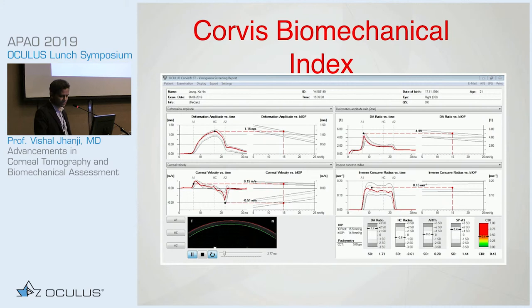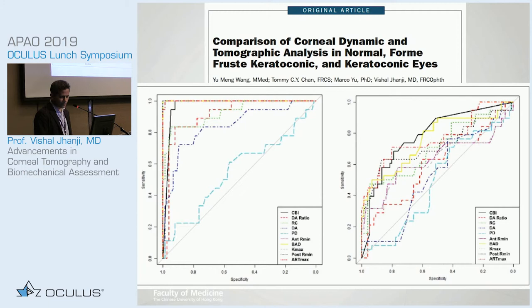We looked at three sets of patients: normal, forme fruste keratoconus, which is typically defined as keratoconus in a patient which is not detectable by any means of corneal imaging in one eye, where the patient has a frank keratoconus in the other eye. And the third group consisted of keratoconic eyes. You can see the graph on the right side, the AUC for CBI was quite high using the Corvis Biomechanical Index. This is something which is relatively new.